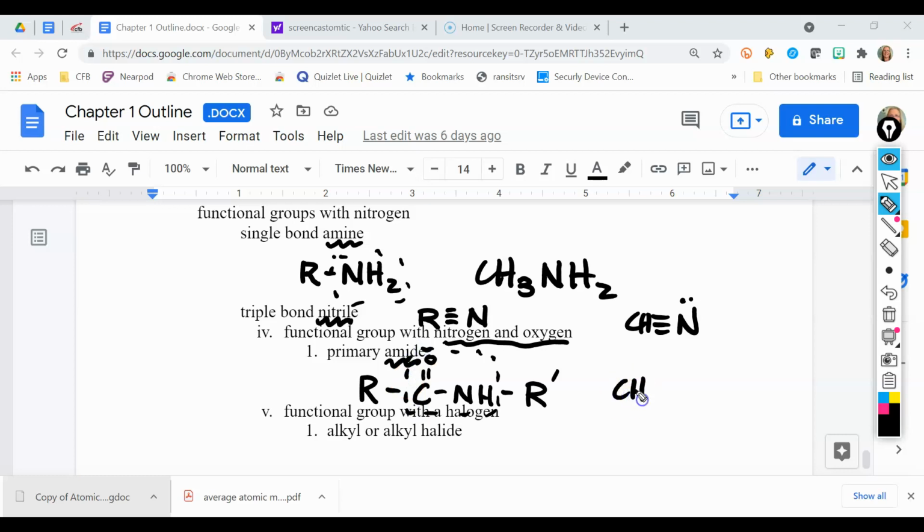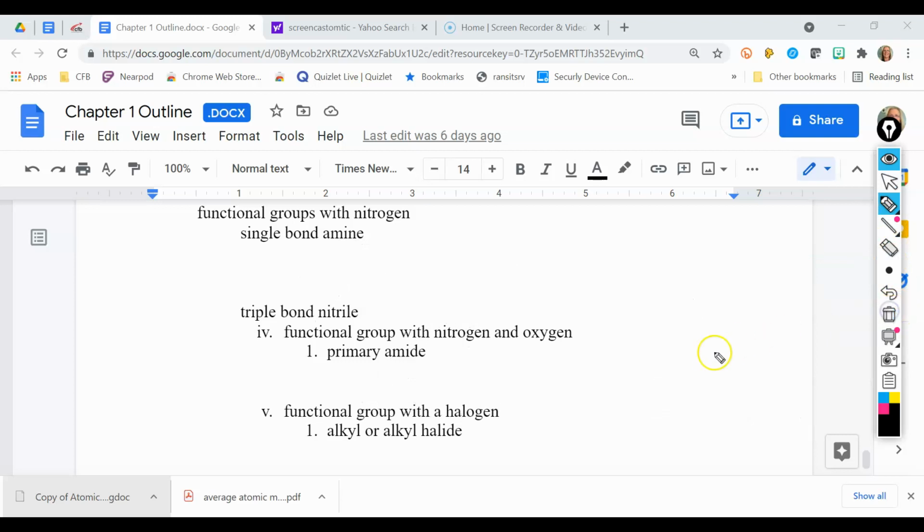So it would look like this. CH3 bonded to a C, which has a double bonded oxygen, single bonded to NH. And then that ends up being bonded to the rest of the carbon chain, just like that. And once again, this is the functional group, making this called an amide. Okay. So that is the functional group called amide. Okay, let's go on here.